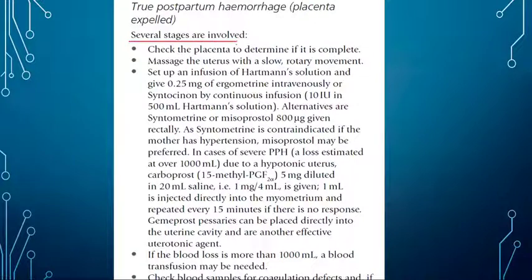So if you look here, this is the stage. If you get a patient with postpartum hemorrhage, you check the placenta to determine if it is complete, massage the uterus, set up an infusion of Hartmann's solution, and start the patient on oxytocin and ergometrine. The oxytocin in here is known as Syntocinon, so same stuff.